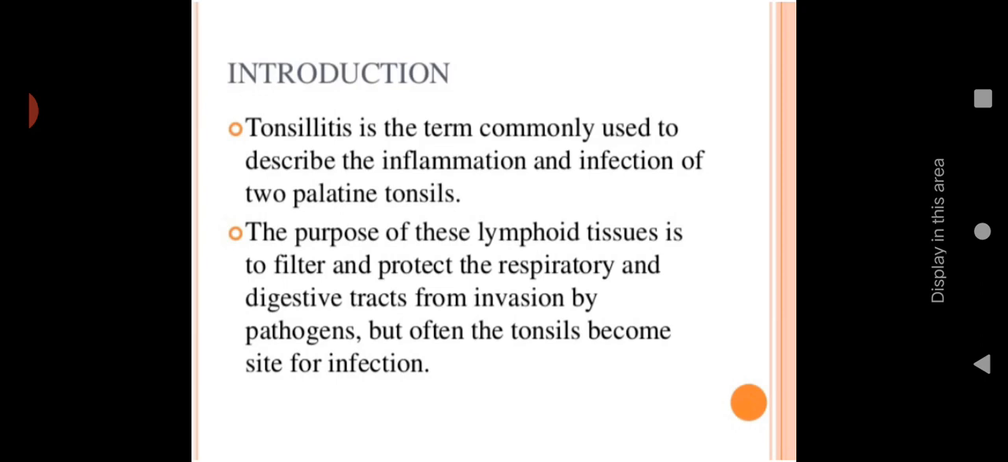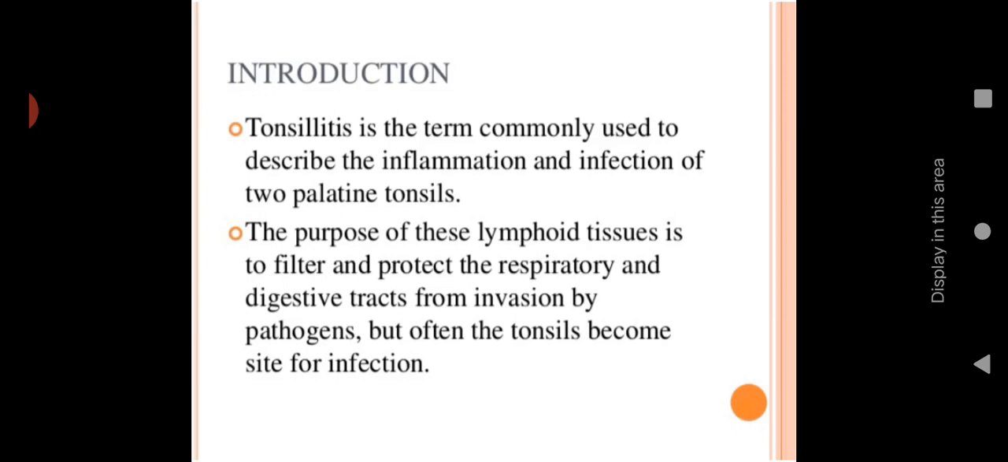There are two tonsils present, one on each side, and their main function is to act as an immune defense mechanism. So if there is any inflammation or infection occurring on the tonsil, we call it tonsillitis. The purpose of this lymphoid tissue is to filter and protect the respiratory and digestive tracts from invasion by pathogens, but often the tonsils become a site for infection.